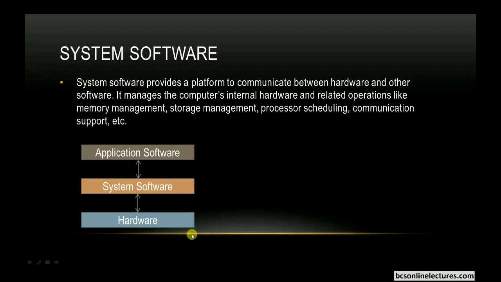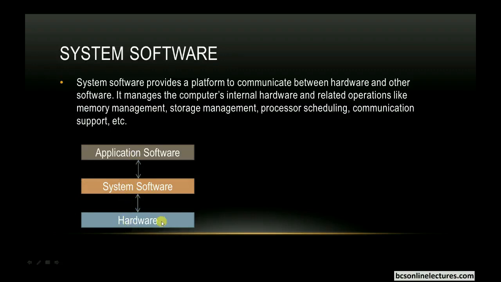In this example, you can see the hardware. On top of hardware, there's system software. On top of system software is the application software. So to run application software, you need system software. To manage the hardware or to communicate with the hardware, you need system software. Generally, application software interacts with system software, and system software interacts with hardware.